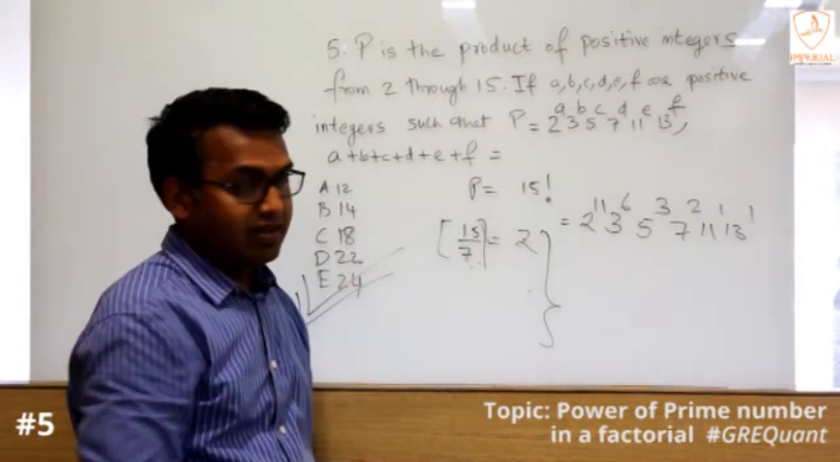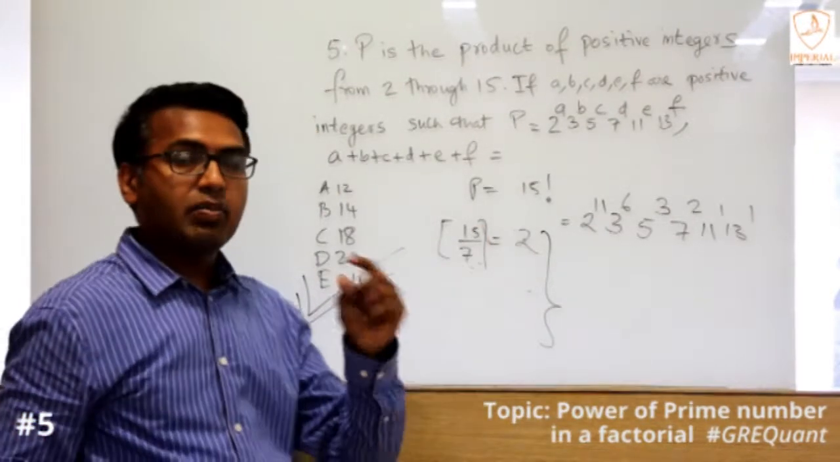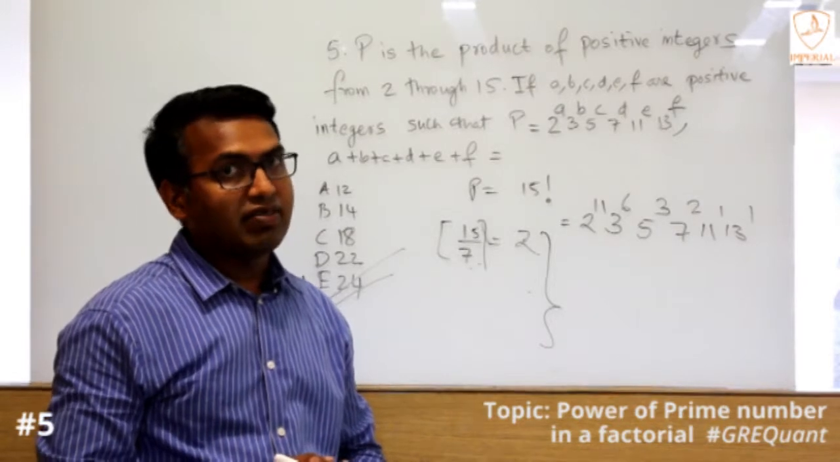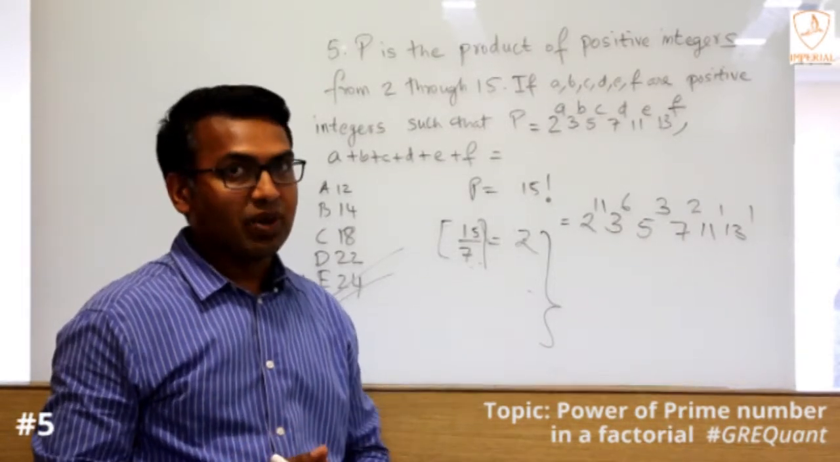E is the answer. So this is the shortcut to find the power of a prime number in a factorial. Hope you got that concept.